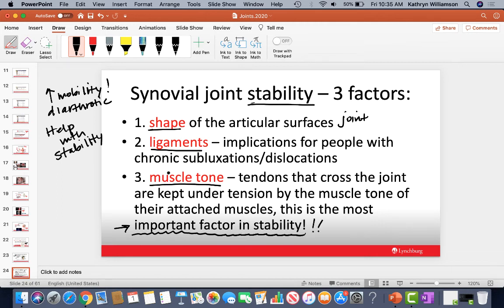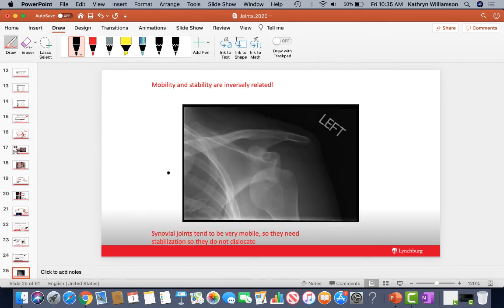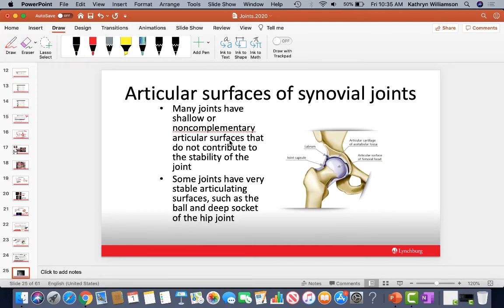It's going to be our muscle tone. Okay, so I'm just reminding you, here it is again, mobility and stability are inversely related. So the articular surfaces of synovial joints. A lot of joints in the body are very shallow or non-complementary, which basically means that the joint surfaces don't always fit perfectly together.